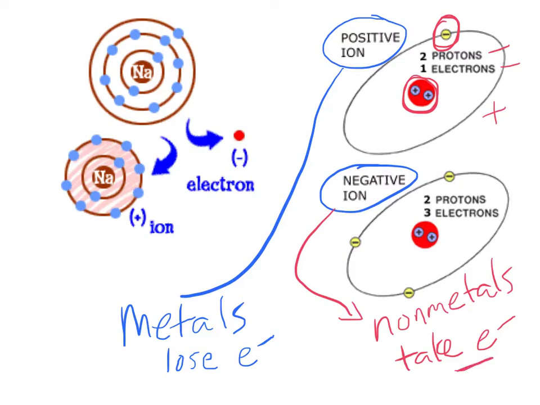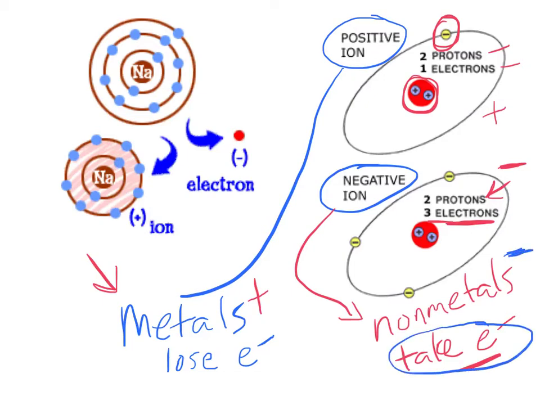And the nonmetals are the opposite. They tend to take electrons or gain electrons. And so in this example, you can see that this atom has an extra electron compared to protons. We have 2 protons and 3 electrons, so it gained a negative particle, so it became negatively charged. It's important to understand metals lose electrons to become positive. Nonmetals take electrons to become negative. Remember that.